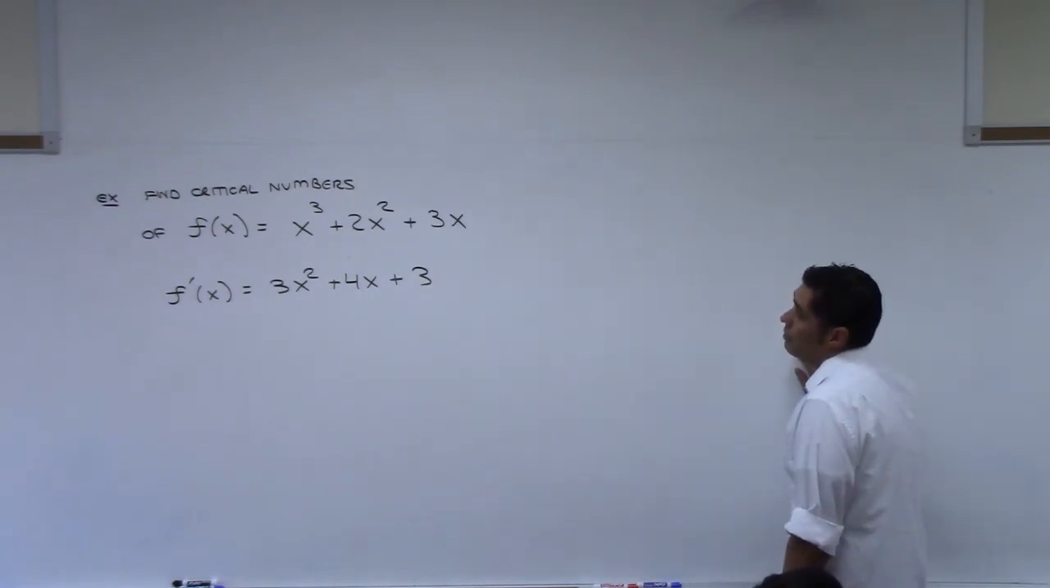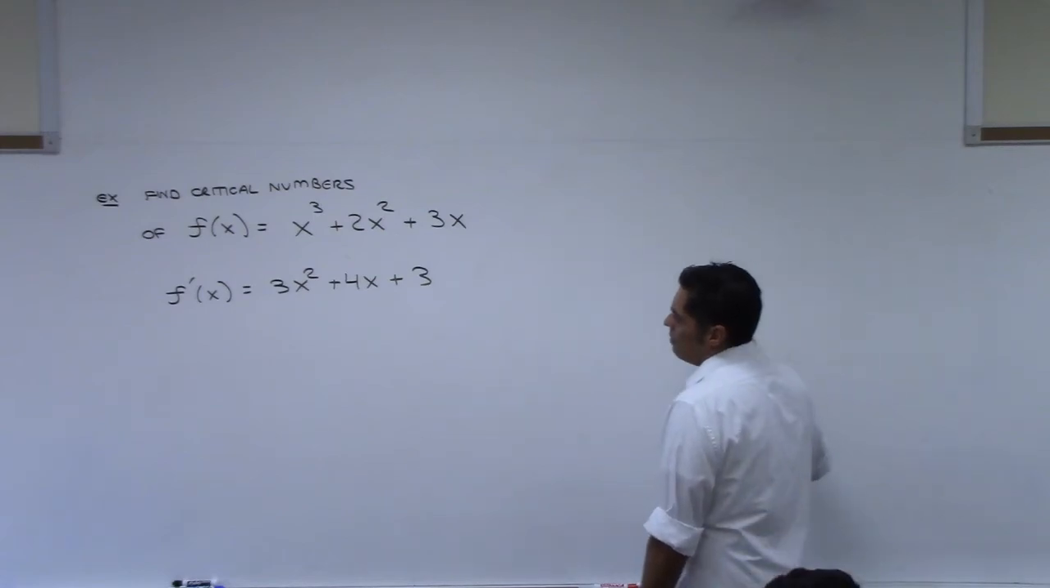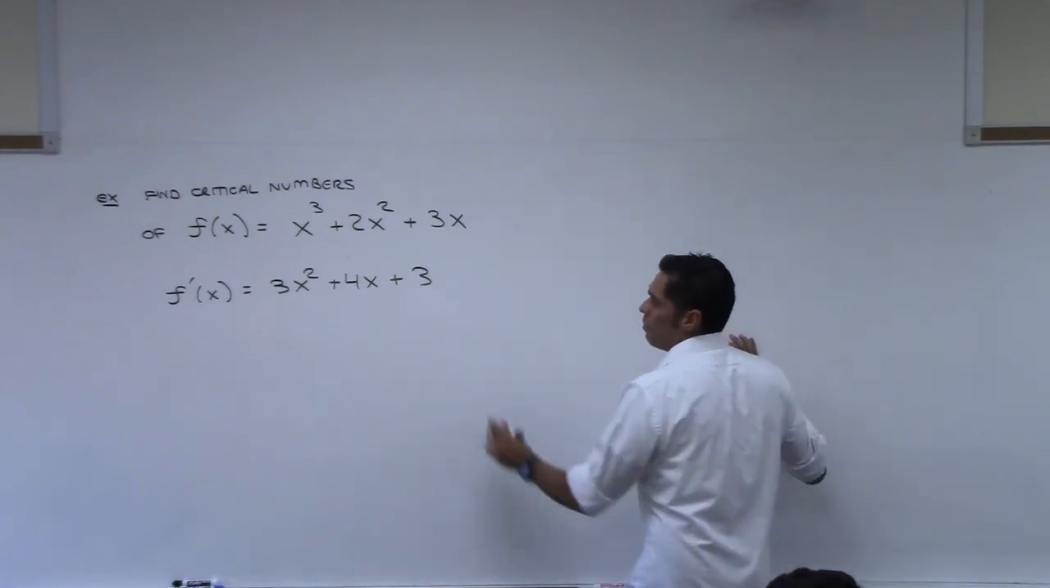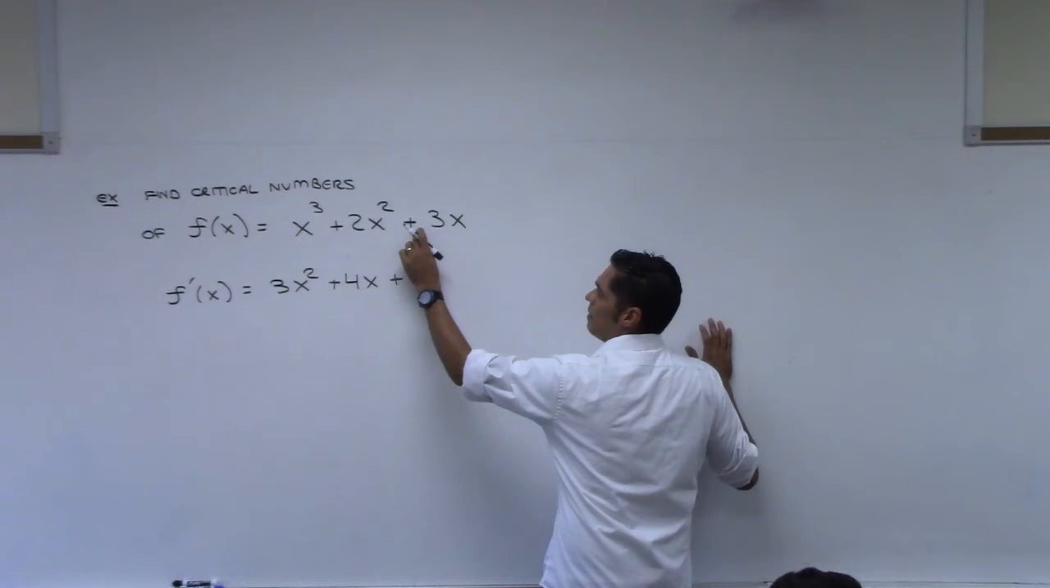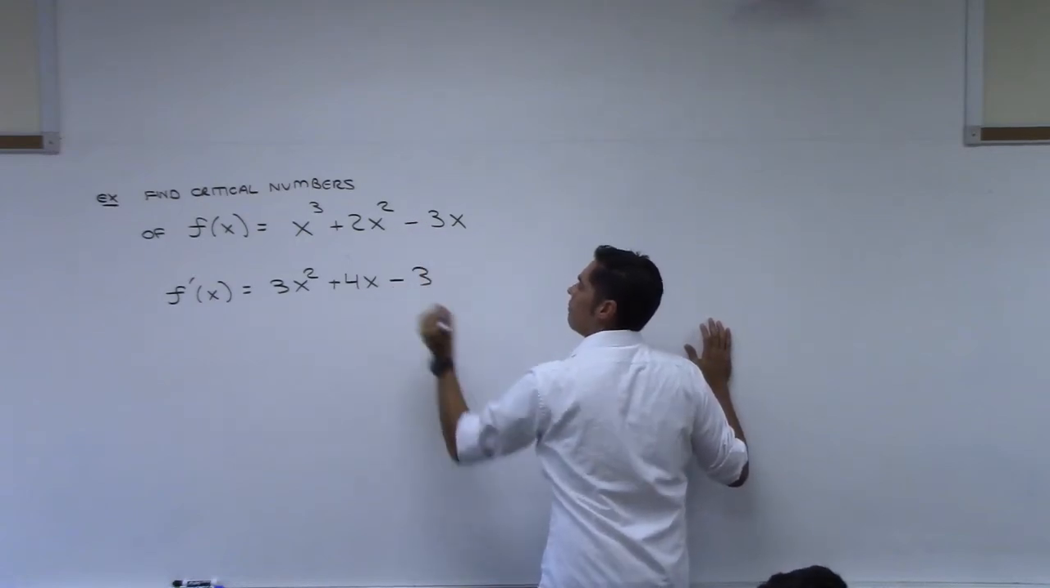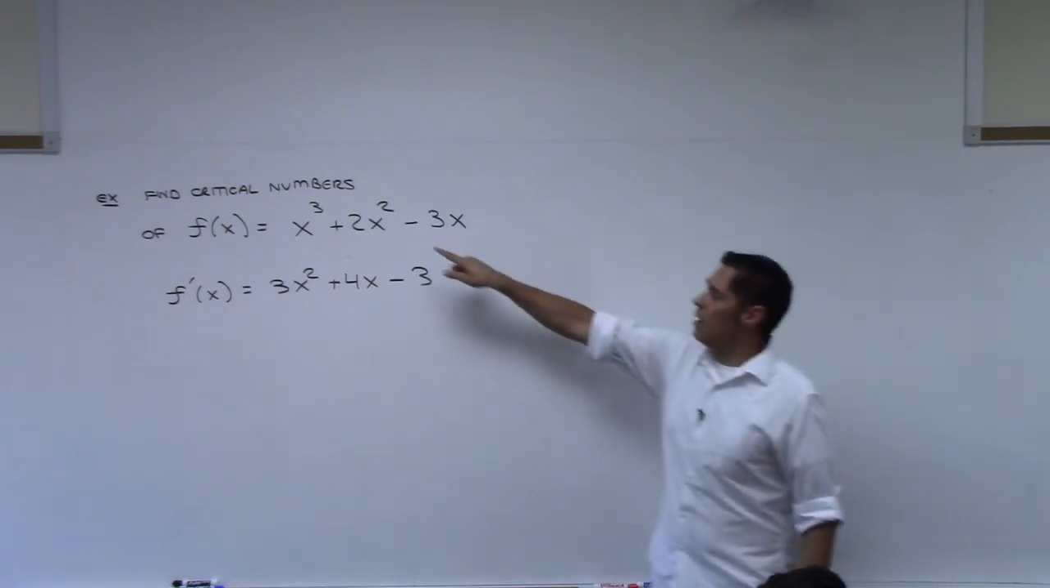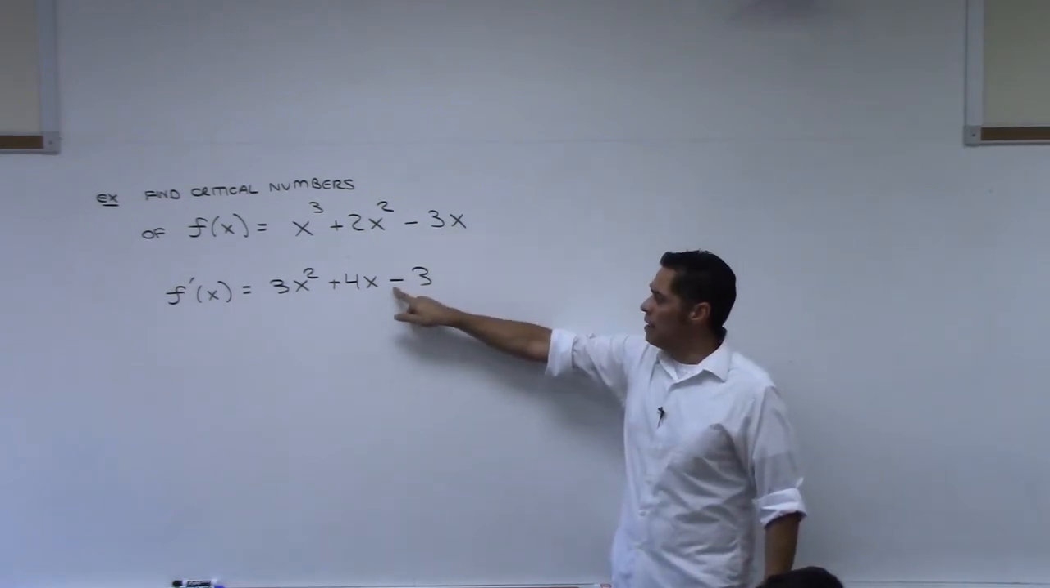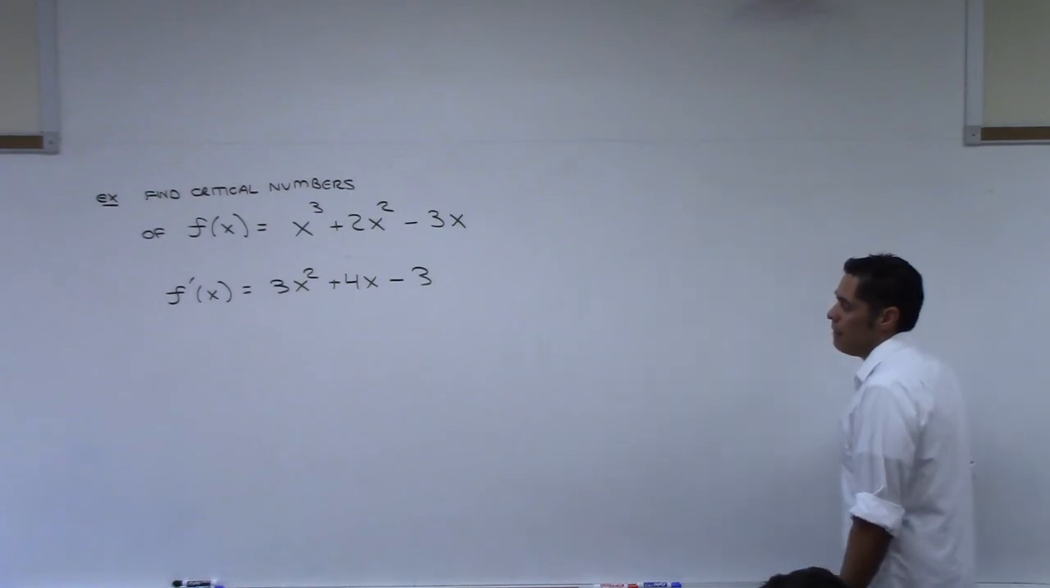Hold on a second. I'm going to change one thing on this problem because I want it to work out a certain way. See this plus 3x on the back? Just make it a minus 3x. Got it. Okay? Y'all got that, everyone? I changed that to a minus. So that's minus here. All right.